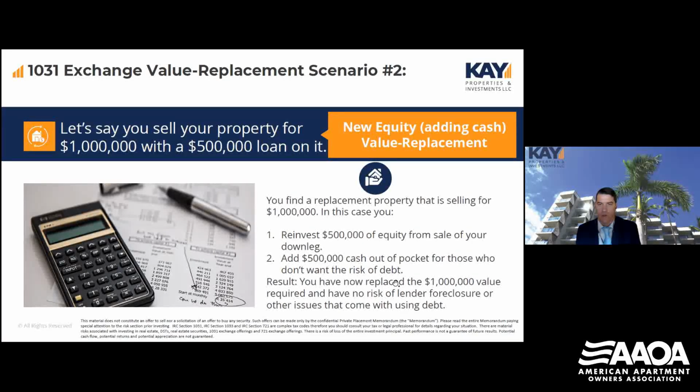As I'm sure we all know, anytime that you've got a loan on a property, that potentially represents the largest risk on that property, because the lender typically has legal rights and legal recourse against that property. So the result of coming with $500,000 from your 1031 exchange and $500,000 out of pocket is you now replace the $1 million value required and have no risk of lender foreclosure or other issues that come with using debt.